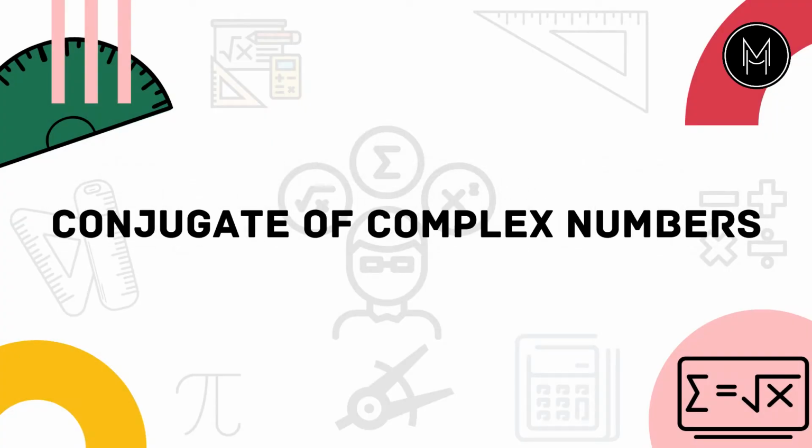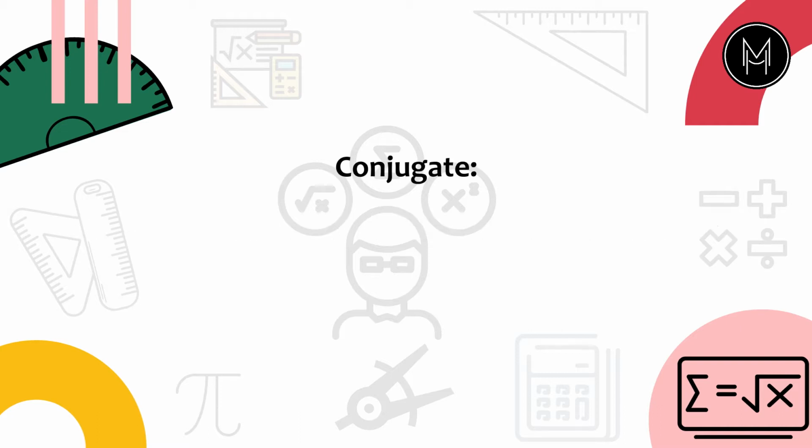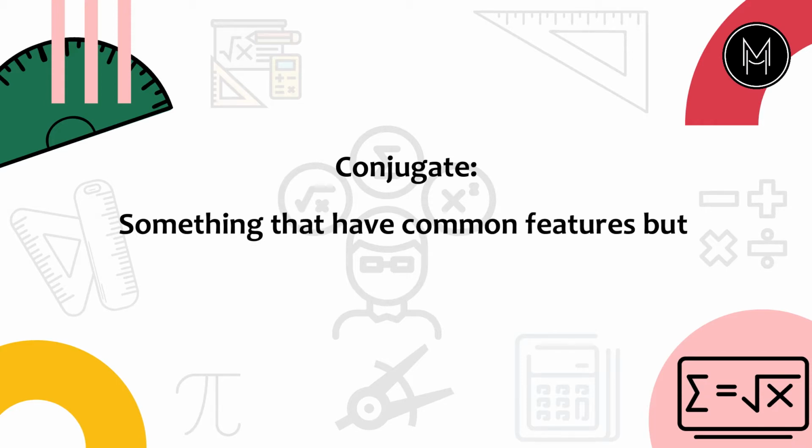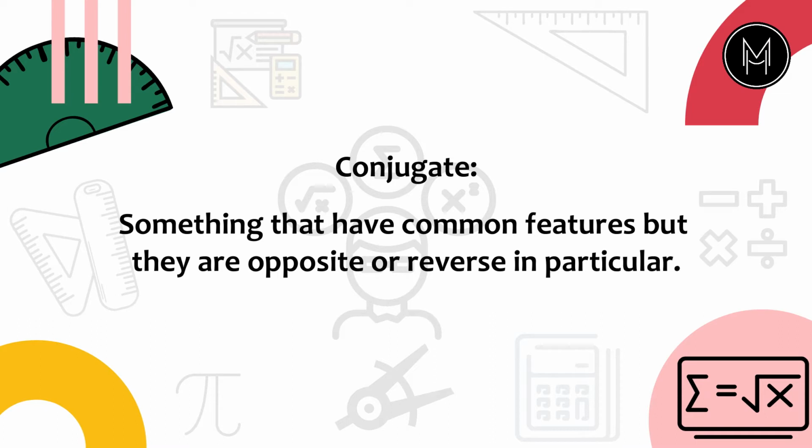What is the conjugate of a complex number? First of all, you should know the meaning of conjugate. Basically, it means something that has common features but is opposite or reversed in particular.